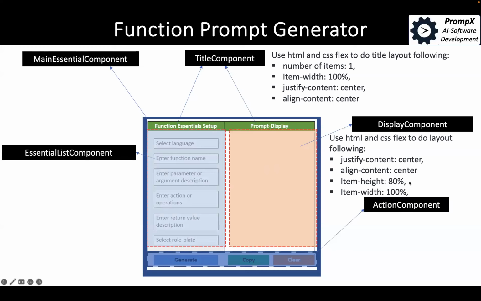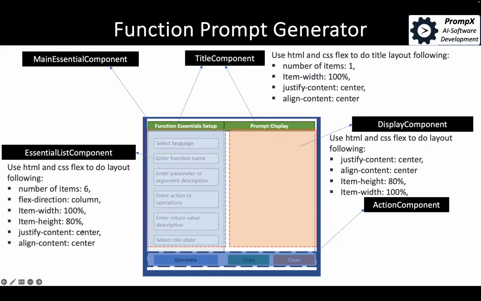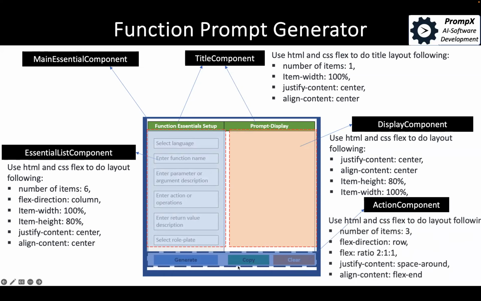But we want to set the height to be like 80 VH or 80%, and the width should also be 100% because it's going to cover the entire of this part. And the essential component is basically the same thing, but this time it's going to have 6 items, which you can set and justify. And the action body, going into detail, is going to be 3 items and going to have these ratios and the space around them.